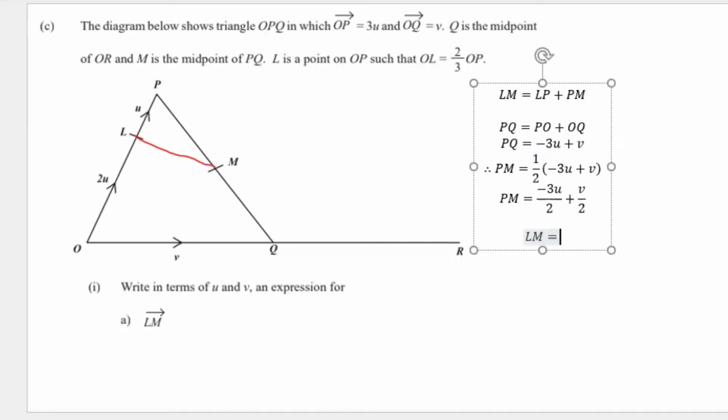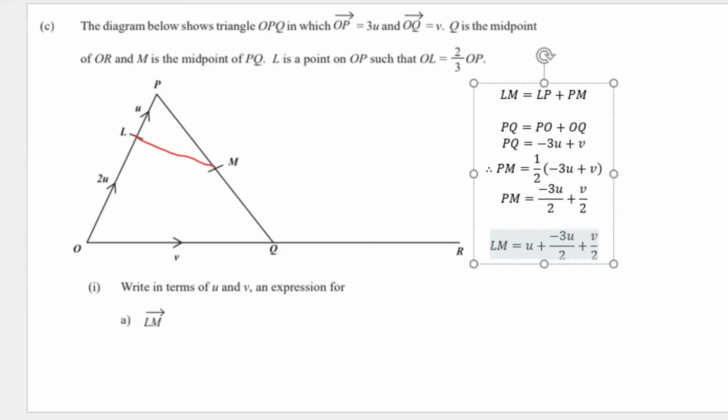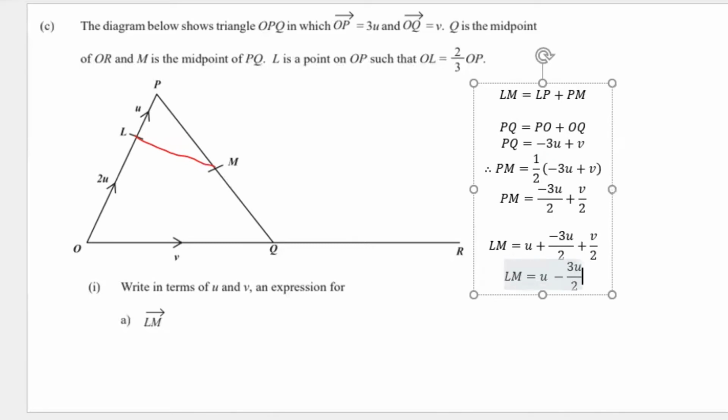LM is equal to, we said, LP. We know what LP is, which is u plus, and we have minus 3u over 2 plus v over 2. Working this out, we have a plus sign and a minus sign, so that will leave us with a negative sign. There are negative terms, so let me just rewrite that. LM is equal to u minus 3u over 2 plus v over 2.